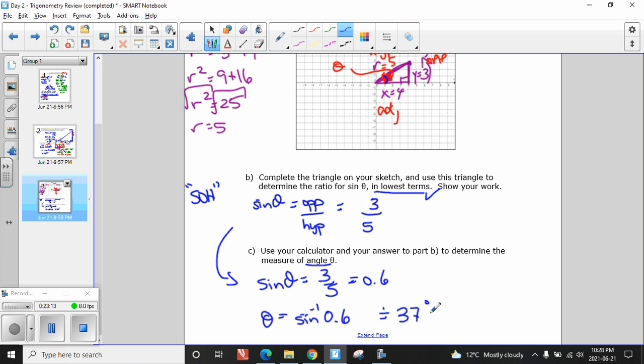Okay, so there is our full review for the day. Measurements and conversions and geometry stuff in the first video. And here was all things trig.